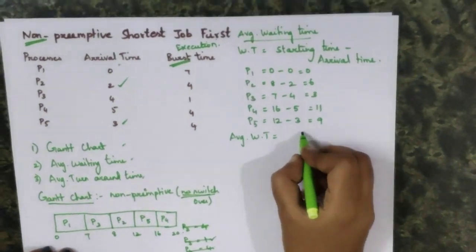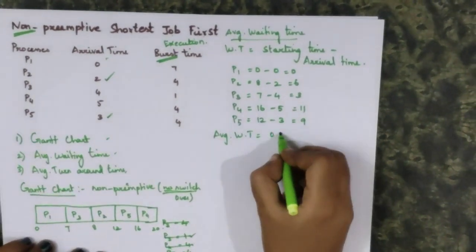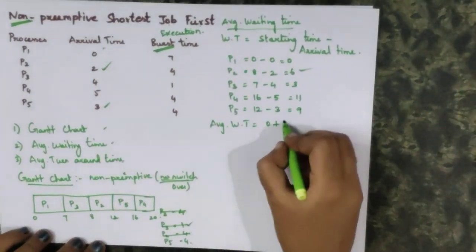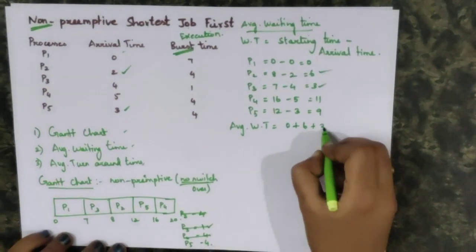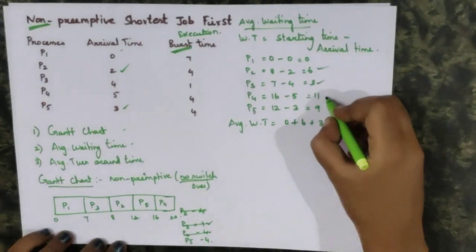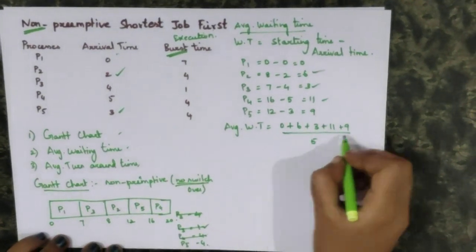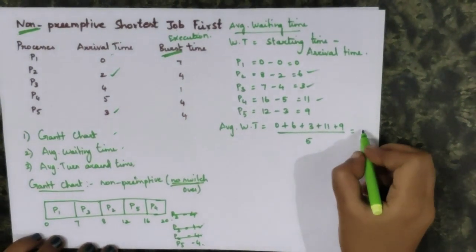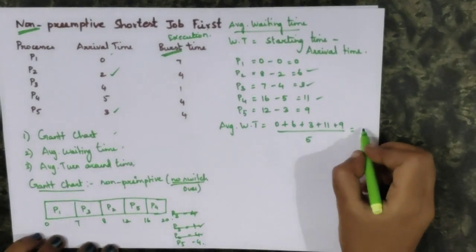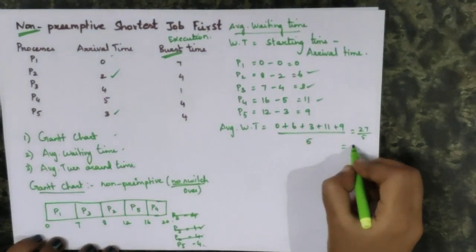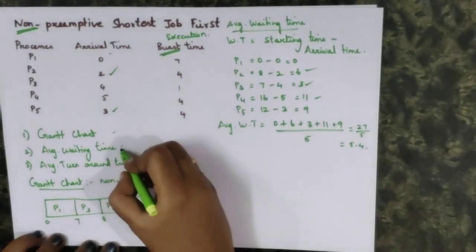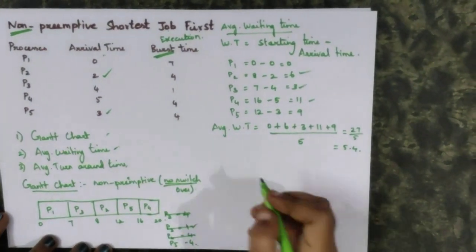So for process P1 the waiting time is 0, for P2 the waiting time is 6, for P3 the waiting time is 3, for P4 the waiting time is 11, and for P5 the waiting time is 9, divided by the total number of processes 5, and hence the answer is 27 divided by 5. The answer is 5.4. So now we have completed the average waiting time calculation.